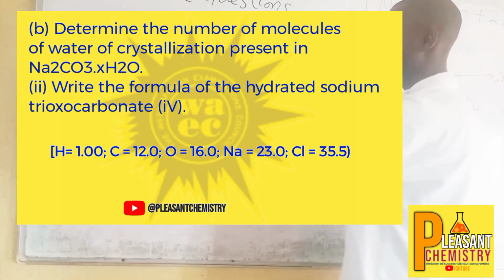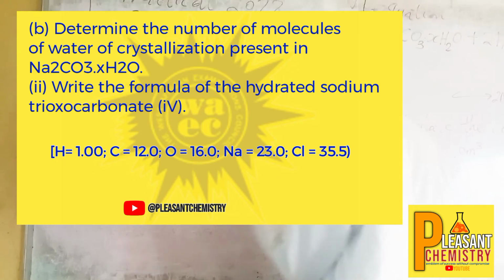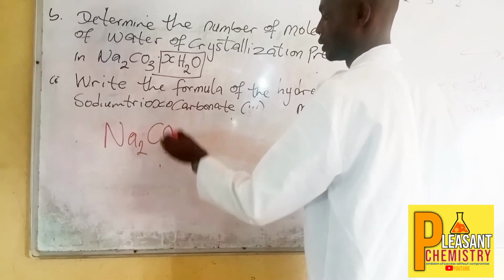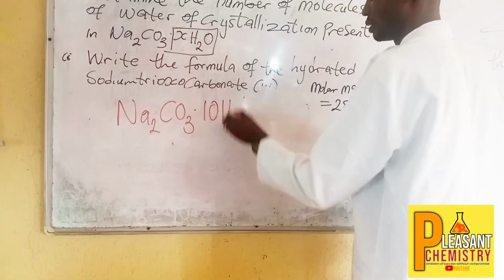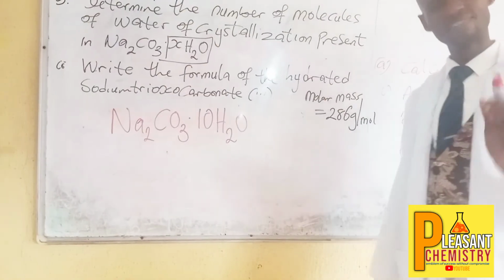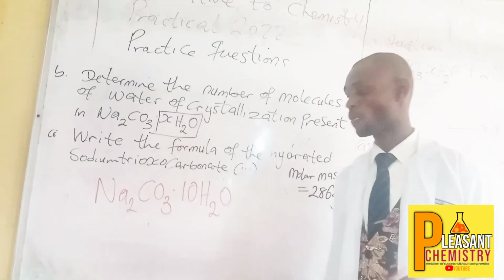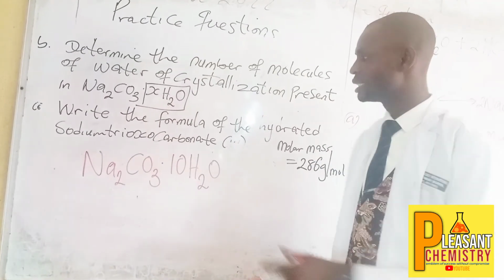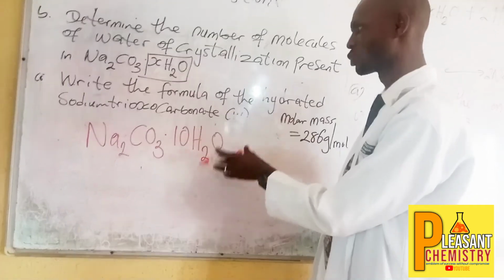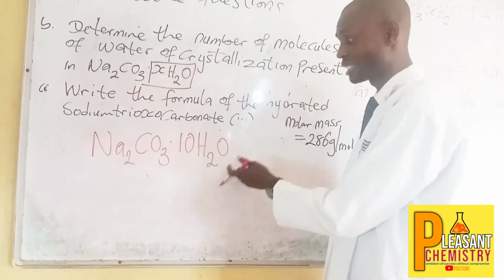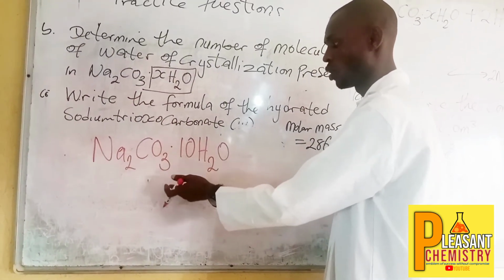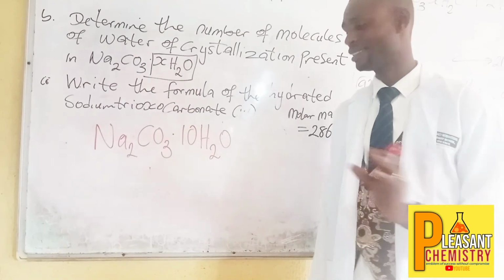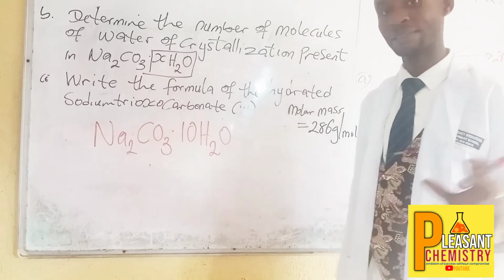So we've calculated the value of X to be 10. Now the question says you should write the correct formula. You just say Na2CO3.10H2O. Please remember, my students or my viewers, if the question does not ask you to write the name, please don't write the name. The question finished by saying we should write the formula, not the name. If you were writing the name, this is sodium carbonate decahydrate. But the question is not asking us to write the name, it's just asking us to write the formula.